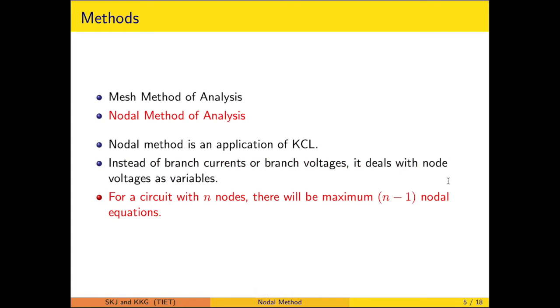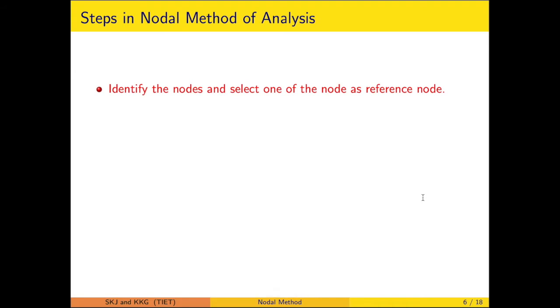So this is a significant departure from the KCL, KVL approach. Now when a circuit has n nodes, we will require a maximum of n minus 1 nodal equations. This maximum is important, and it will become clear when we discuss the various examples. Now the procedure is to identify the nodes and select one of the nodes as a reference. When there are n nodes, we have to mark one node as a reference, and with respect to that reference we express the voltages of the other nodes as nodal variables.